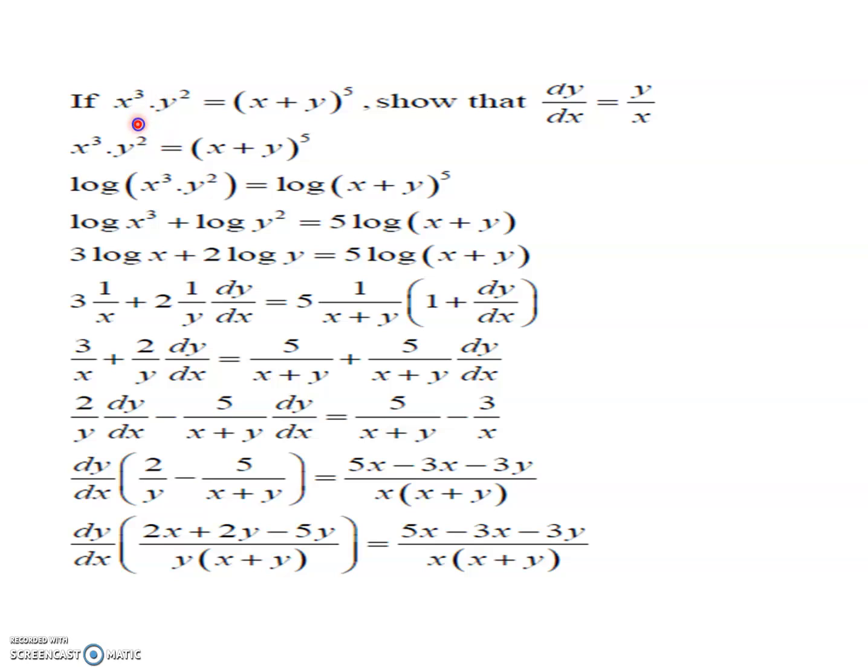Now we have to show that x square into y square, x plus y raised to bracket 5, show that dy by dx is y upon x. So equating part we have to take, and we have to take the derivative there.